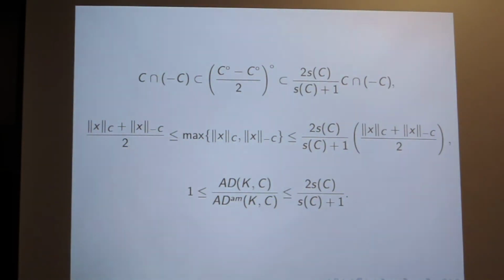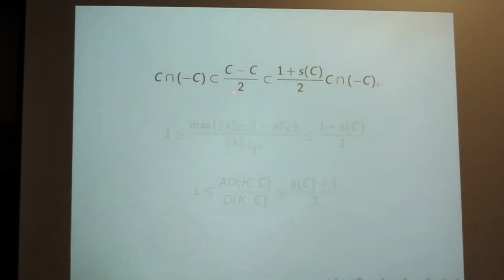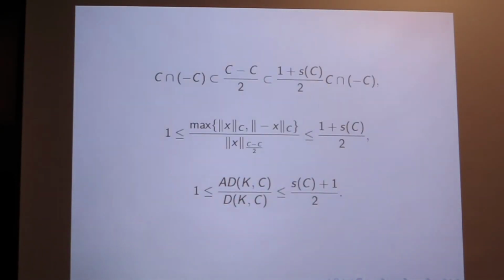Now we have the second chain about the intersection and the arithmetic mean. We do the same. We take the gauge function with respect to these bodies, then we have the inequality like this. It's 1 to s, 1 plus s over 2, taking the maximum on both sides, and we get the relation of the asymmetric diameter to the diameter itself.